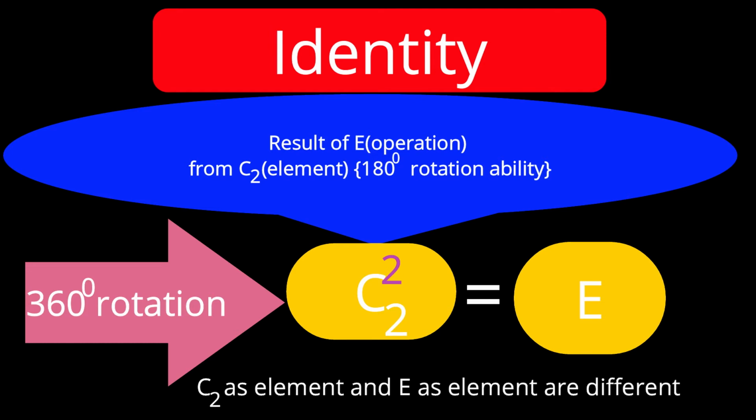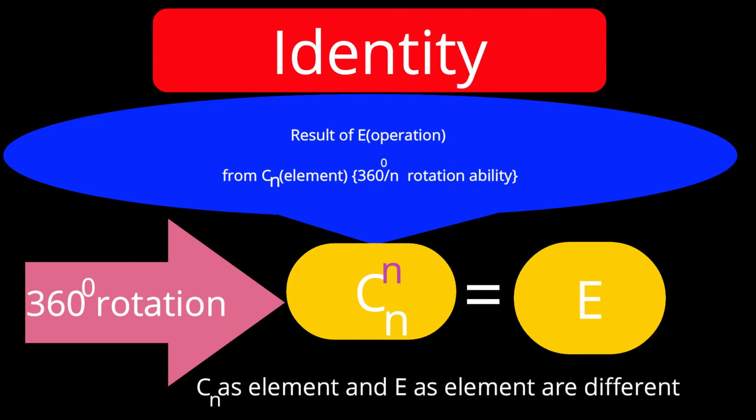So if I rotate the molecule by 180 degrees, and if I continue the operation, if I rotate it further by 180 degrees, so the total rotation will be 360 degrees. Again, the result is the same as identity. Yes, it means C2^2 is equivalent to identity. Likewise, you can understand that Cn^n, a rotation by 360 degrees, is equivalent to the identity operation.